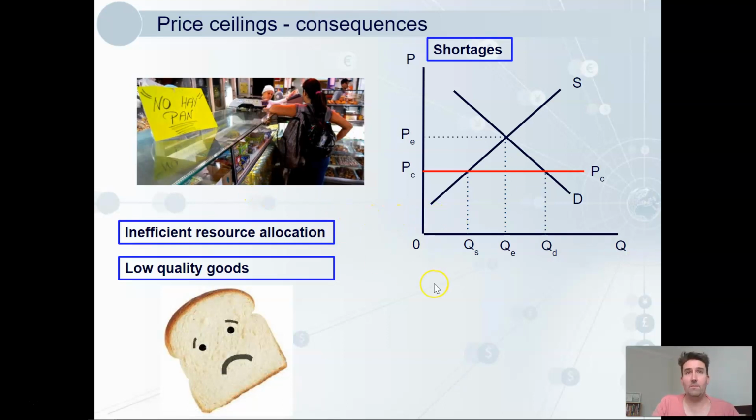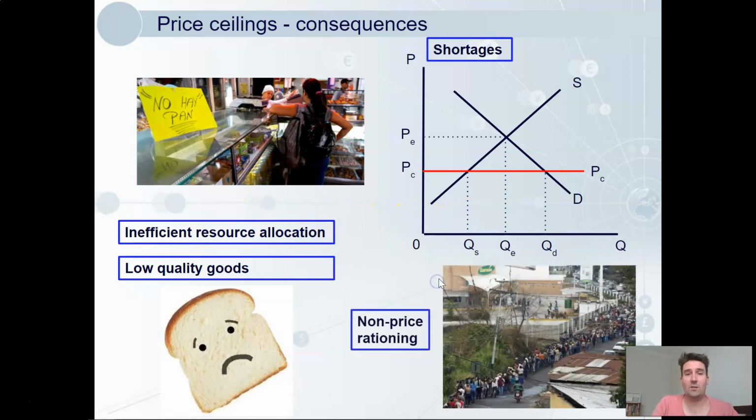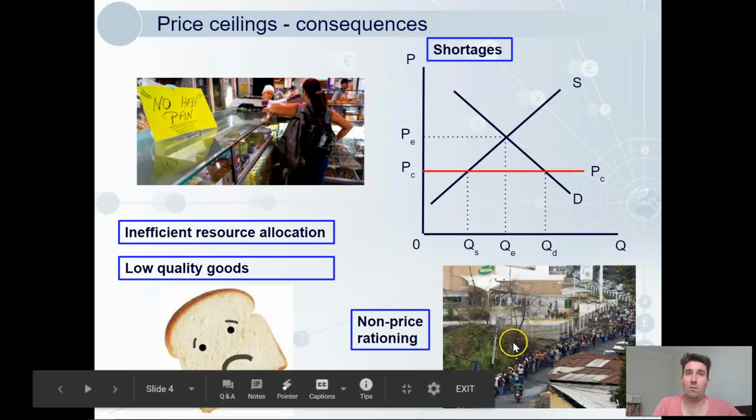Without the price mechanism, again, there has to be another way to ration the good. Here, there is a limit per customer and long lines to wait for bread. This is a typical picture of a bread line. I think this one was taken from Venezuela.